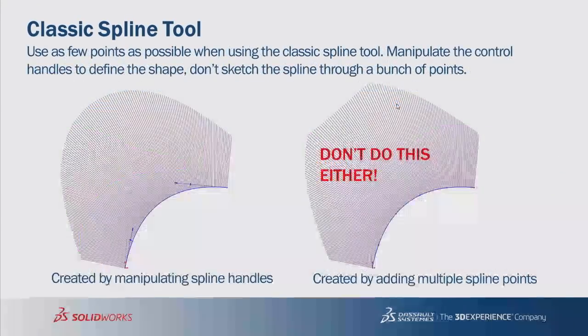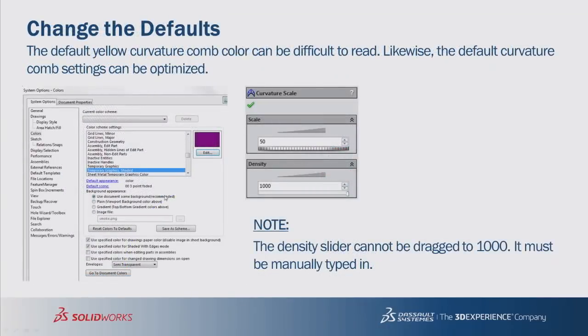What I do want to mention is, we saw this, don't do this either: sketch with a bunch of points, then manipulate the handles. I do want to mention a couple of things that I change out of the defaults to make it a little bit easier. I changed the temporary graphics shaded. This is normally yellow, and I find it's kind of hard to see on a white background, so I change it to this nice purpley kind of color.